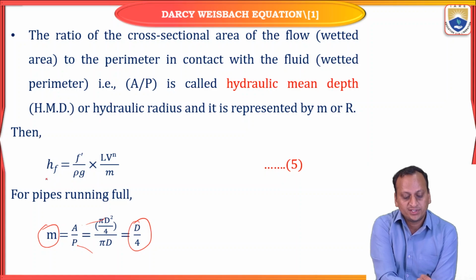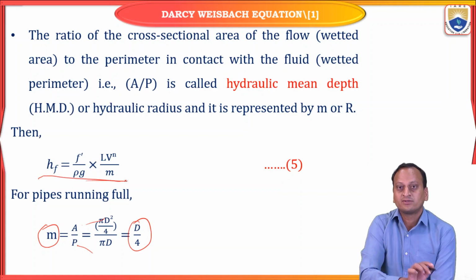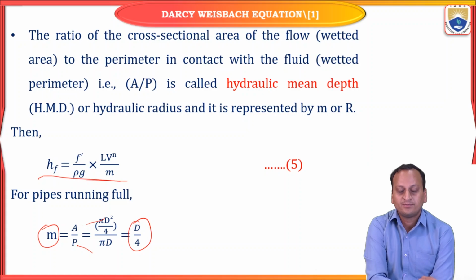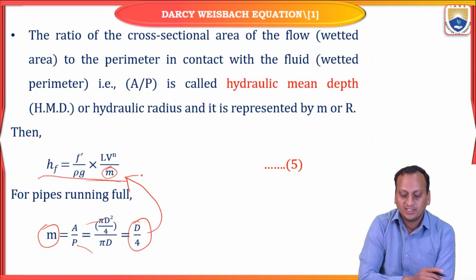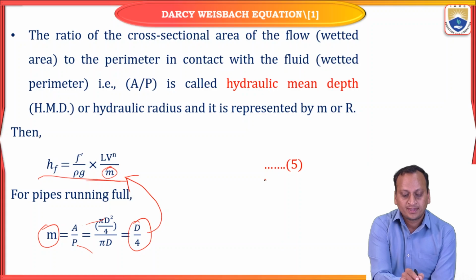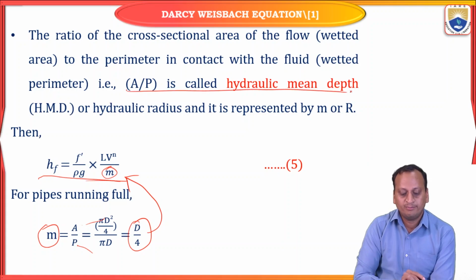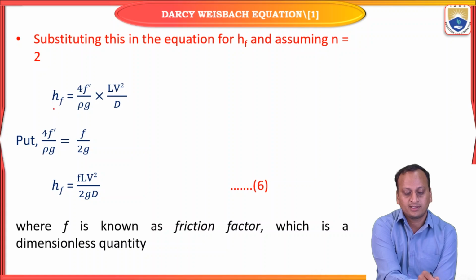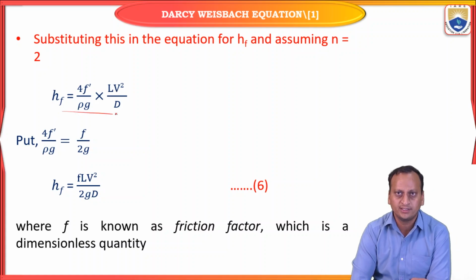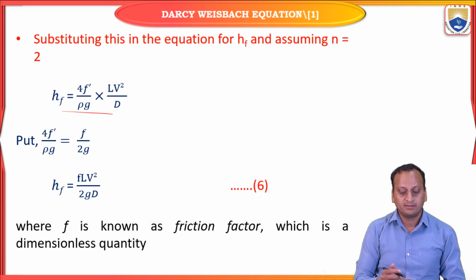So therefore, the equation can be written like this: HF is equals to F dash by rho G into LV power n by m, small m. This is nothing but A by P. So here A by P is nothing but D by 4. Now I am going to substitute m equals to D by 4 in equation 5, because A by P is known as hydraulic mean depth. So we know area and perimeter. If you substitute D by 4, we can write the equation like this: HF equals to 4F dash by rho G into LV square by D.